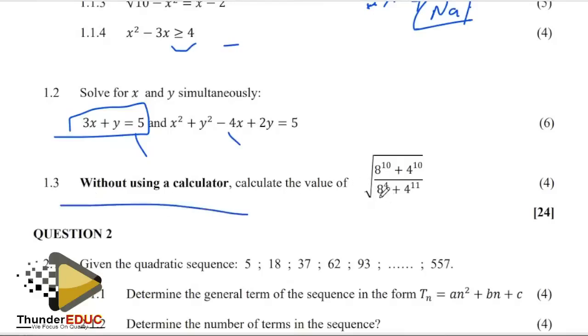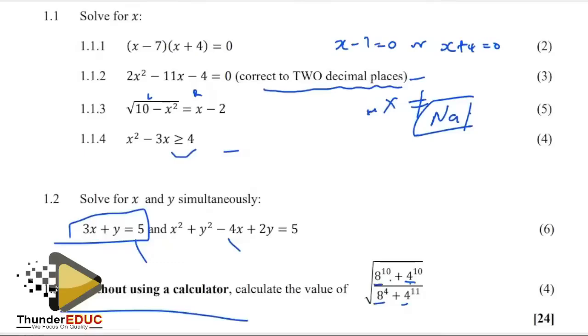1.3, calculate. So the square root with these exponents. In such a case, break down the bases to just the smallest base, and then do the factorization since we have a plus. When you have a plus or a minus with exponents, factorization is always a must. So that is how the question 1 would look like.